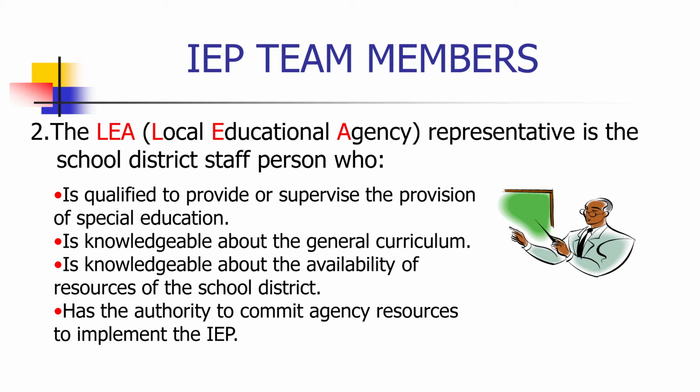So as the IEP team is discussing what services and education the child might need, the LEA representative has to be knowledgeable about the general education curriculum because that's where the child is supposed to be progressing. Also the special education services that can be provided, and they have to have the authority to commit those resources. So for instance, if the district determines that a student needs occupational therapy, then the LEA has to be able to commit that resource to provide that service.